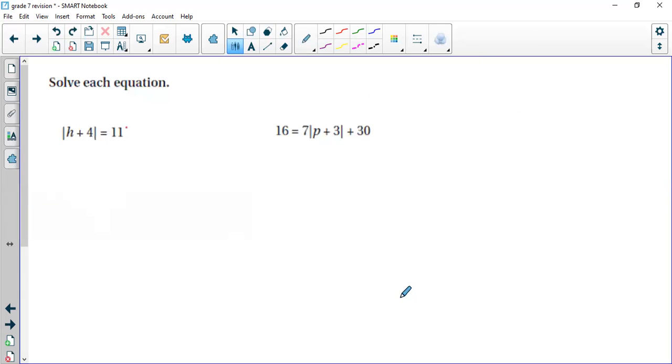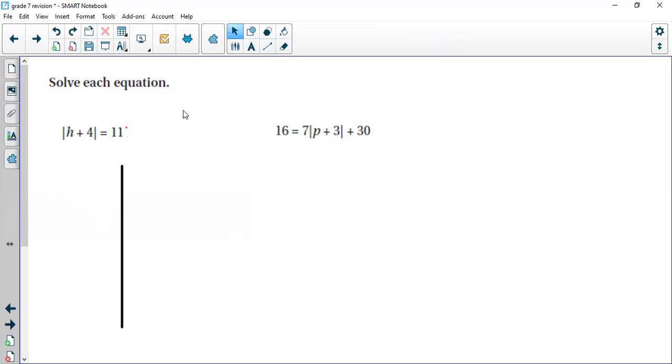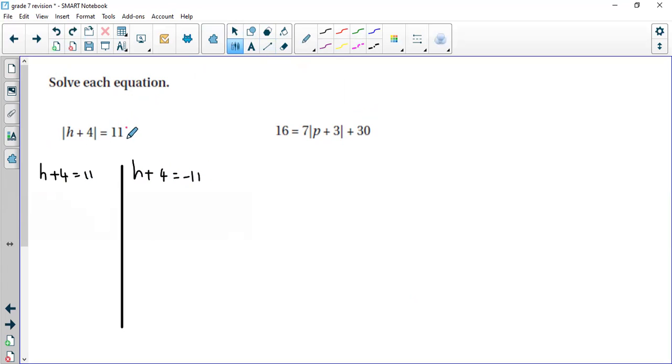Okay, we have two questions more about absolute values. Now, absolute values, the first step is check if there are any numbers to solve. If there are no numbers to solve, you have to give the two possibilities. So the first possibility is going to be h plus 4 equals 11. Next one is h plus 4 equals minus 11. Okay, these are the two possibilities we are giving.